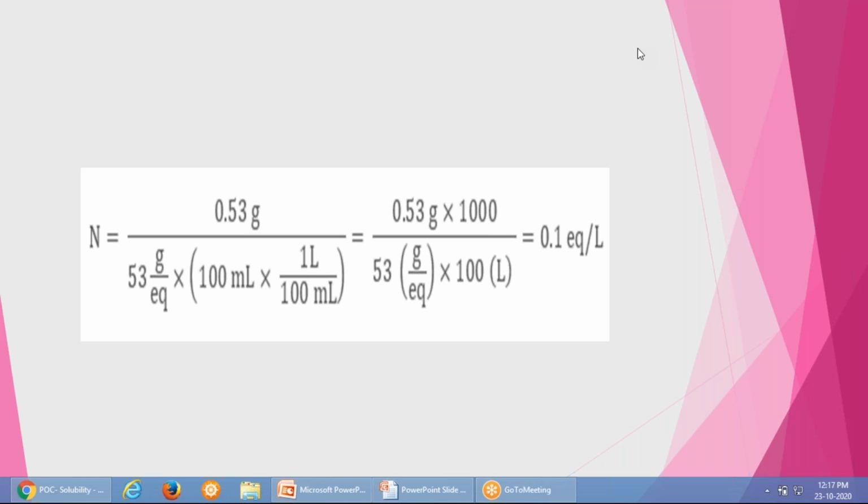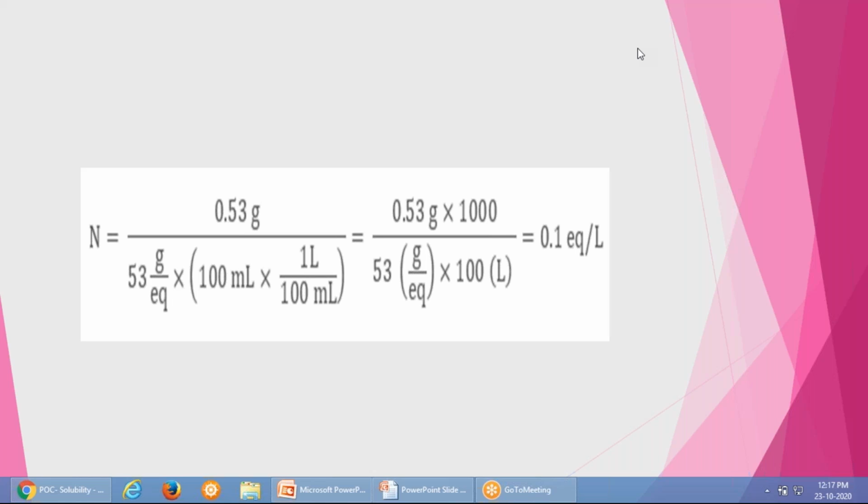Calcium hydroxide molecular weight is 74 grams. Yes, 74. What is the equivalent weight? Same, ma'am, 74.